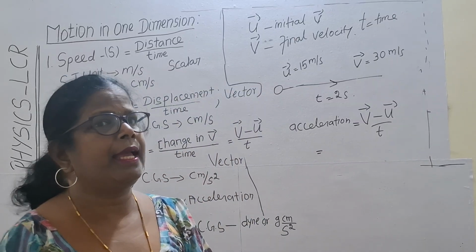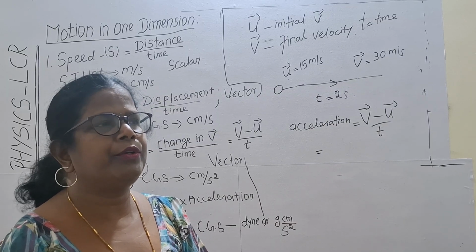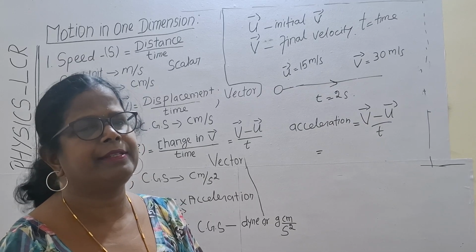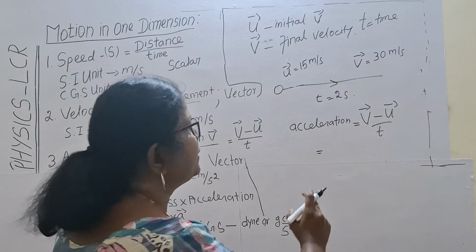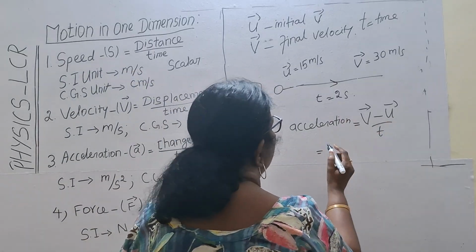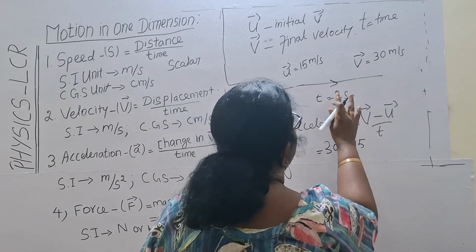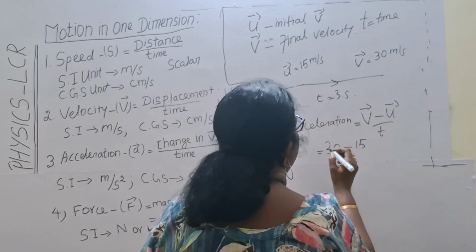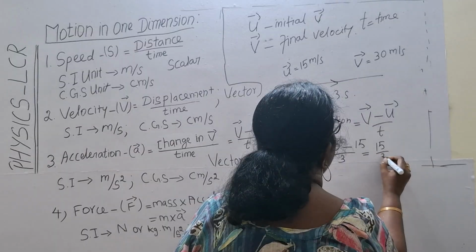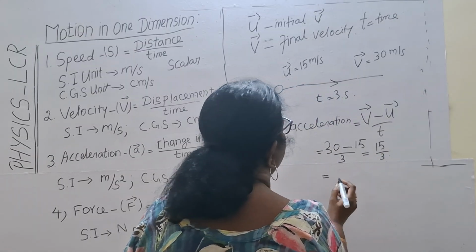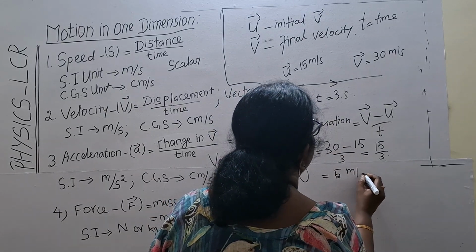Body is actually getting accelerated when it is moving on a road, on a path. We are saying the body is accelerated. What is the acceleration? Change in velocity by time. Now v is 30, initial is 15, and the time is 3 seconds. So 15 by 3, how much will come? 15 by 3 is 5 meter per second squared.